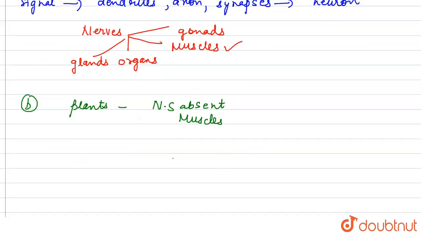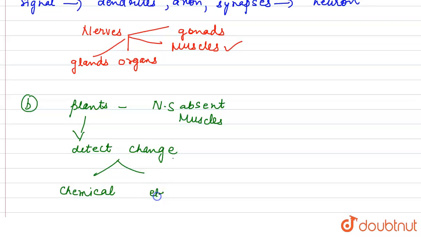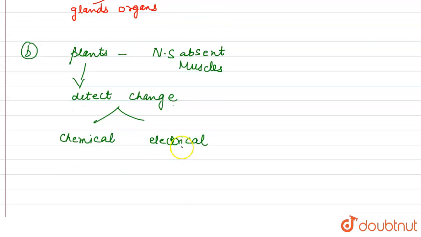Plants have the specific ability to detect changes. They can detect any kind of change in their surroundings, and the change could be of two types: chemical change and electrical change. This is how plants show a response. If there is an electric stimulus, the plant will respond accordingly. And if there is a chemical stimulus, any hormone or chemical given to the plant, the plant will respond accordingly.